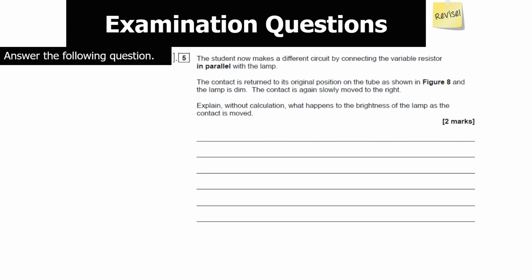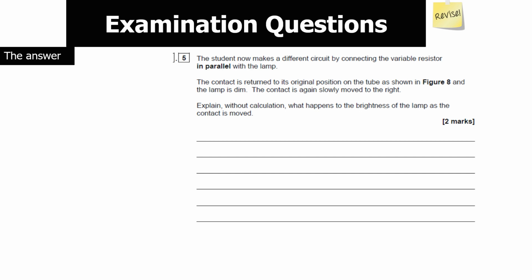The next question says, the student makes a different circuit by connecting the variable resistor in parallel with the lamp. The contact is returned to its original position on the tube as shown in figure 8 and the lamp is now dim. The contact is again slowly moved to the right. Explain without calculation what happens to the brightness of the lamp as the contact is moved. So pause the video now, then unpause the video when you want to go through your answer.